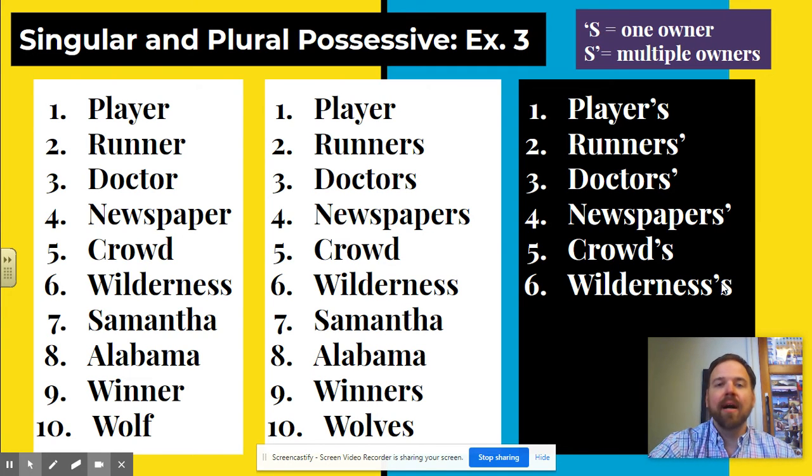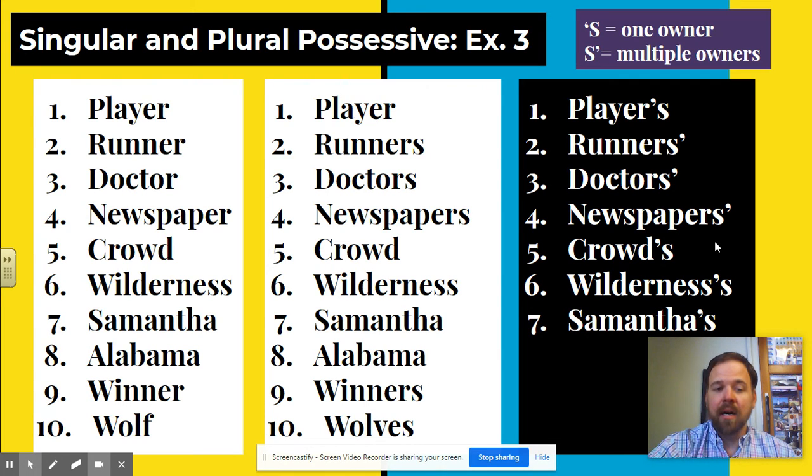So if I was describing the wilderness and I said the wilderness's beauty was amazing, a sentence like that, which is rare, you would have wilderness with 2 S's, apostrophe S. So depending on how well you did on that one, that's a tricky one.